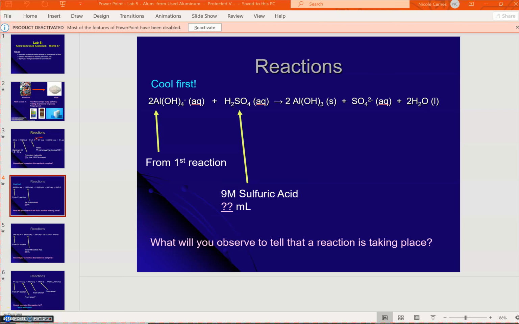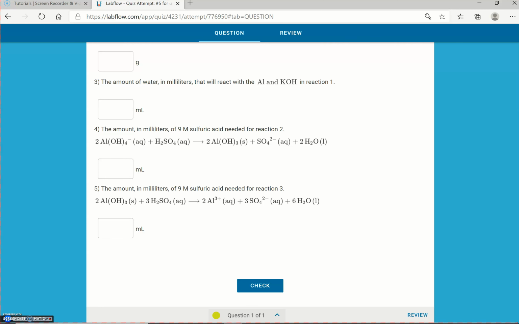This is part 2 of the quantity check for lab 5. So now for reaction 2, we have to find how much sulfuric acid we need to add for reaction 2. So when you go to lab flow, we are now in question 4, and it says the amount in milliliters of 9 molar sulfuric acid we need for reaction 2.